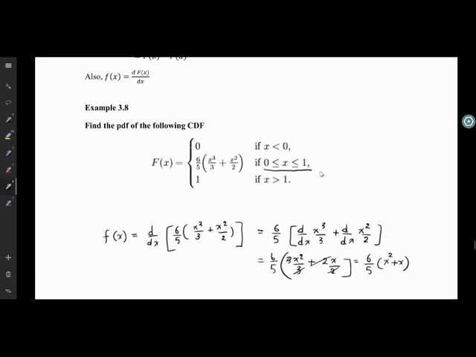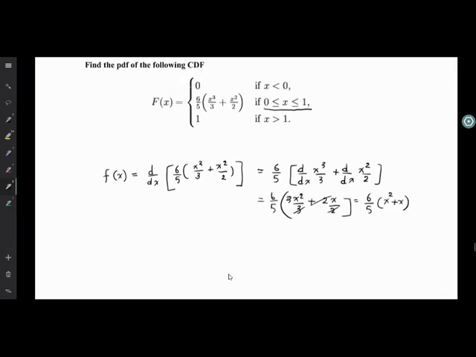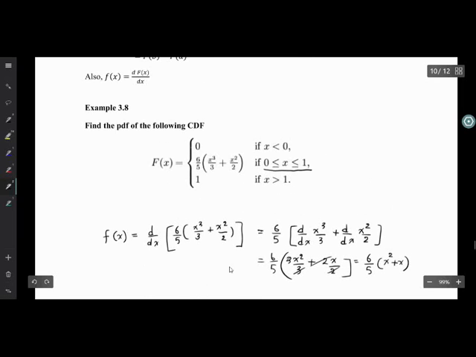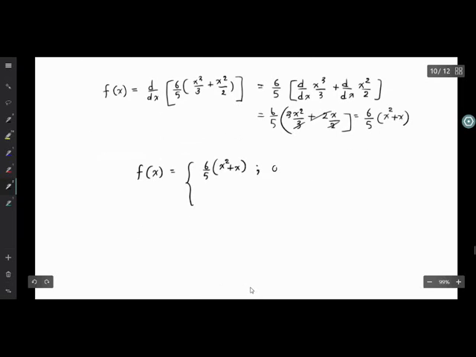You'll end up with 6 over 5 times (x squared plus x). So here's the PDF of the random variable x, by taking the first derivative with respect to x. Now you have to write it in the proper way, otherwise the answer is not complete. The support is from 0 to 1, and zero otherwise.